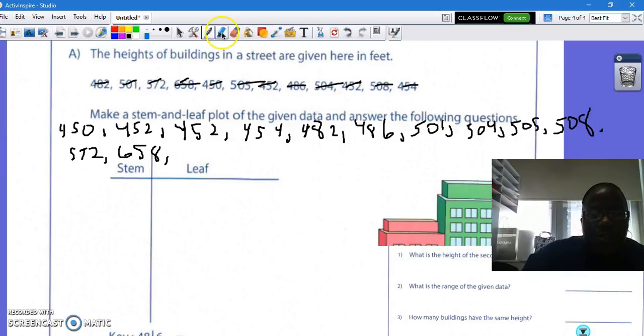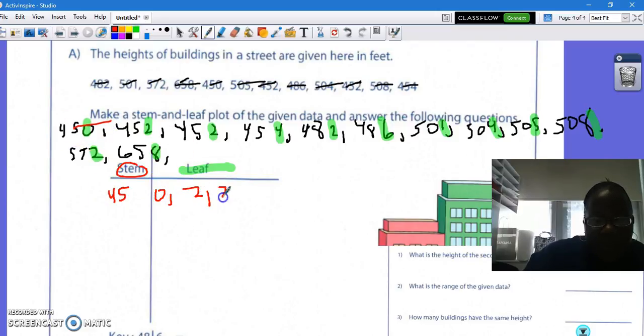From lowest to largest, and remember what I like to do first is highlight the ones place, which is the last digit of each number, like this. Because when you highlight the ones place, you know what the stems are. The tens place and hundreds place are the stems. The highlighted ones place are the leaves. So my first stem is 45. And that makes 450. Then 452, which is there twice. 454. And that's it for the 45s.